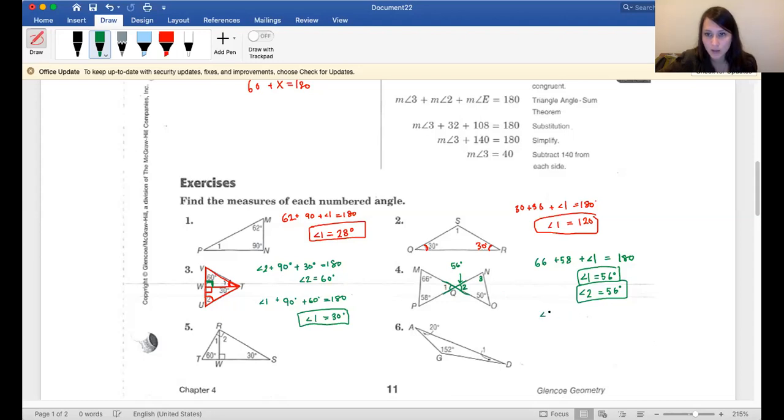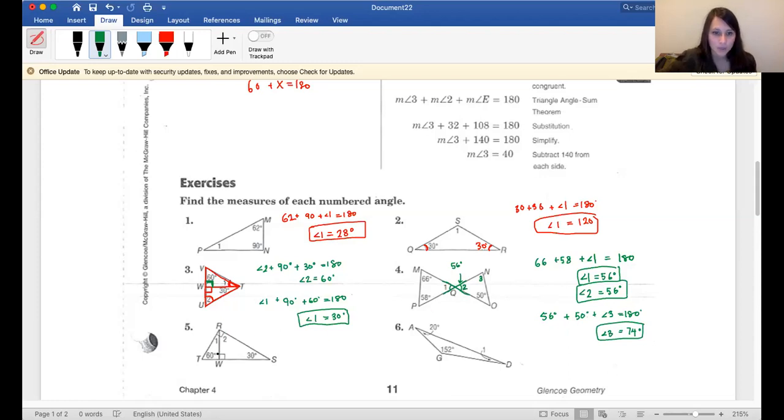So basically I have angle 2, which is 56 degrees, plus 50 degrees, plus angle 3, and that equals 180 degrees. So that worked out as an algebraic equation would be 74 degrees. So angle 3 is 74 degrees.